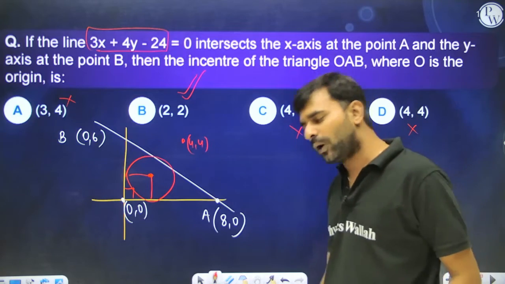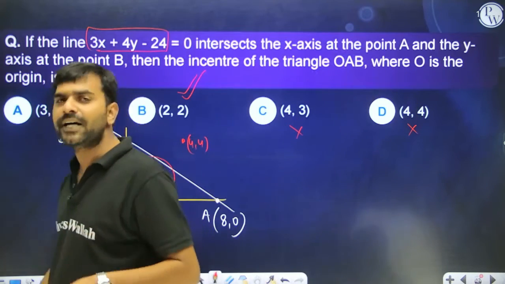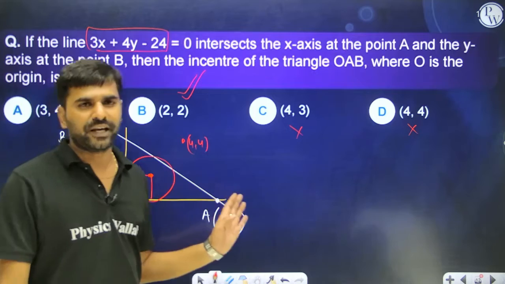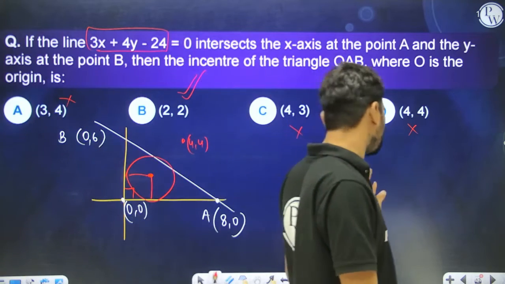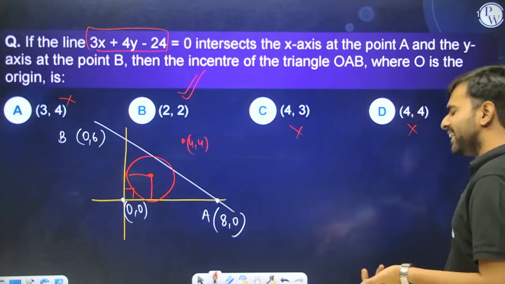So this is one such thing, the art of eliminating the options. Now this is a JEE previous year question, and you can solve it like this as well, though there is a traditional approach as well.